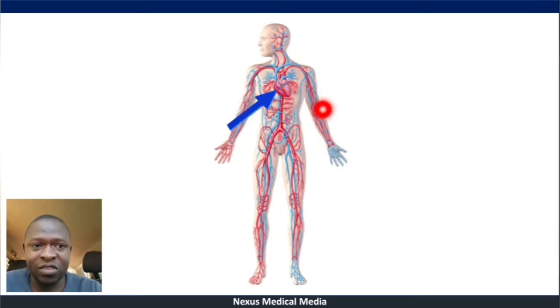So when we talk about heart, right, what's the normal location of the heart? Some people say it's on the left side. Not really. Yeah, it's towards the left, right? But we can't say it's on the left, right? But if you look at this, you will see that this is the left side of the patient, right?